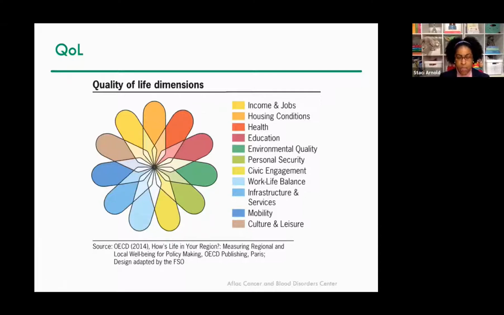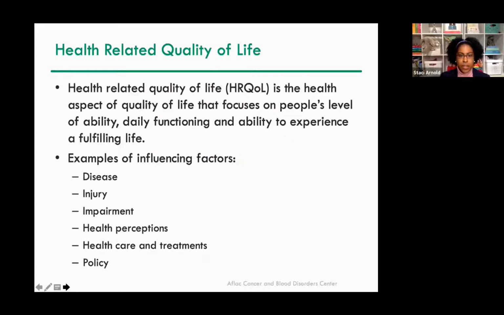And so these list some of the dimensions of quality of life. So things like employment, education, safety, relationships, leisure, and a whole host of others, but I'm going to hone in on health. And so when we talk about health and quality of life, we use the phrase health-related quality of life. And that's defined as the health aspects of quality of life, focusing really on people's level of ability, their daily functioning, and their ability to experience a fulfilling life.